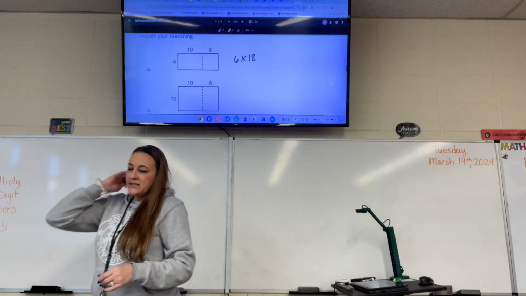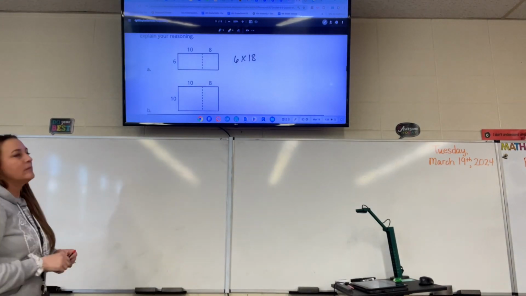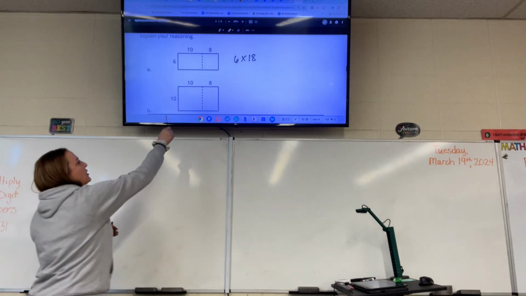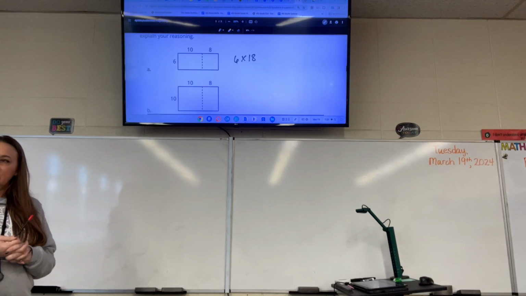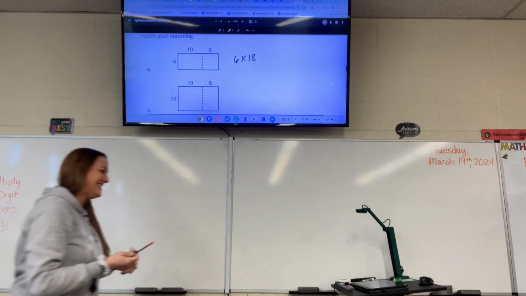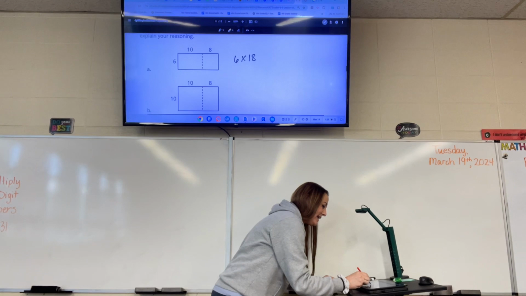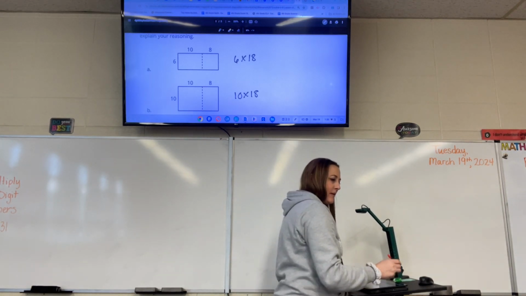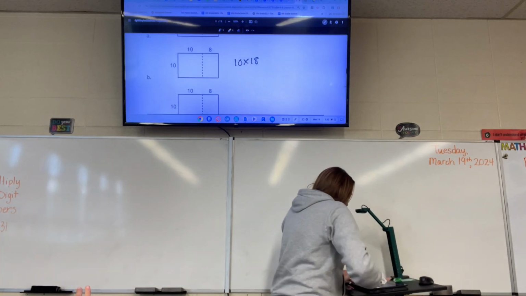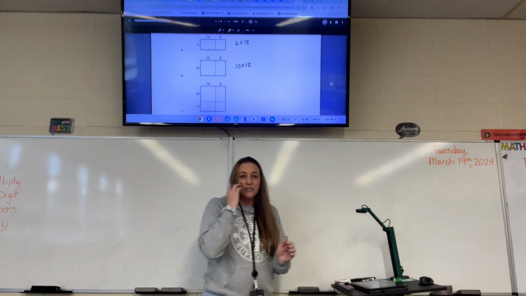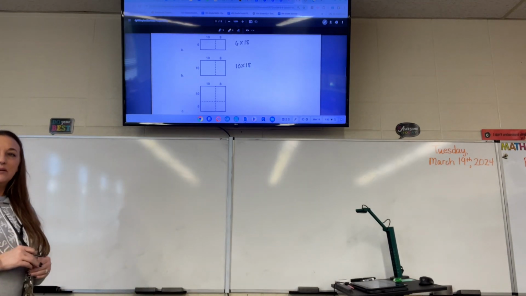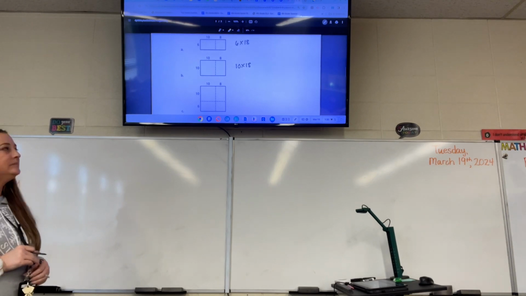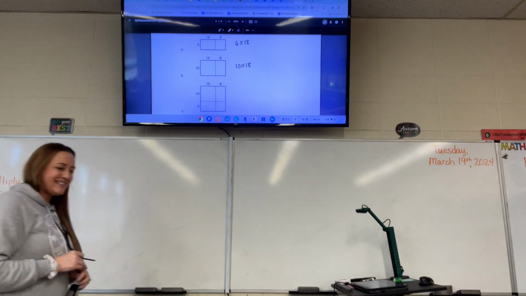What's the second diagram for? Hema, what are they trying to multiply for this diagram? 10 times 18. Yes. Nice job. 10 times 18. Write that out to the side. And then, what about the third diagram? Corbin? They were trying to multiply 16 by 18. Yes. Nice job, Corbin.